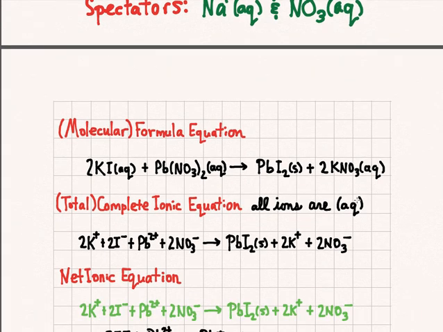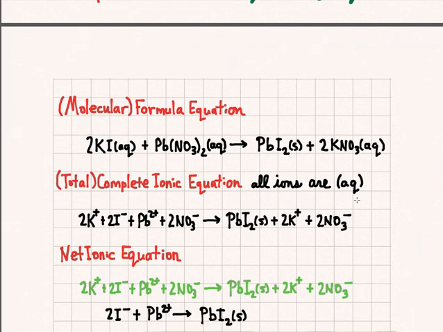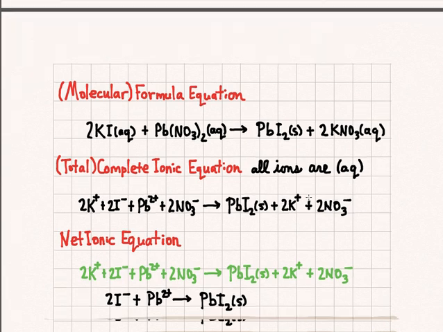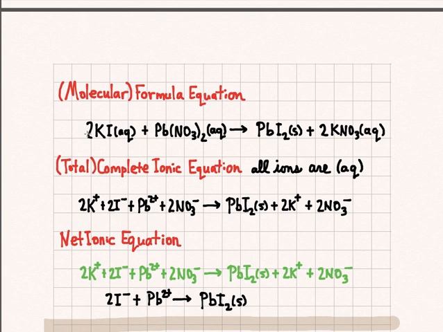Alright, buckle your seat belts, but don't freak out. Here's a whole bunch of other examples. This one has potassium iodide reacting with lead nitrate. Looks like it's a 2-to-1 ratio, and I get lead iodide and 2 potassium nitrates. But wait a minute, what if I wanted to write all the ions out? 2 potassiums, 2 iodides, 1 lead 2 plus, 2 nitrate single minuses. Lead iodide solid, that's not aqueous, it's not an ion, so it's written together as a solid. And here I have potassium ion and nitrate ion.